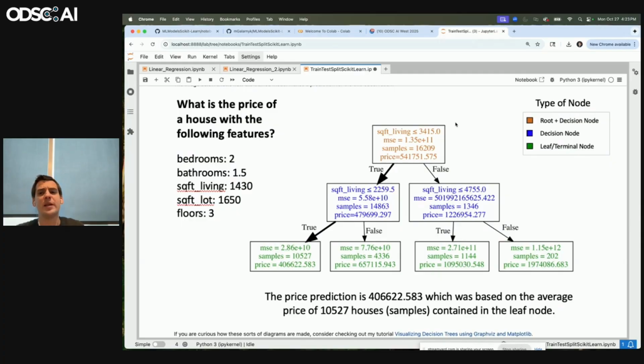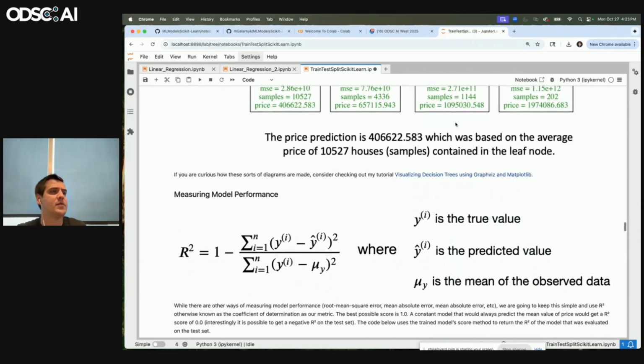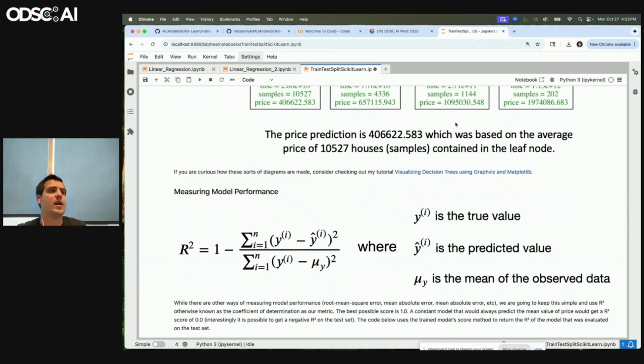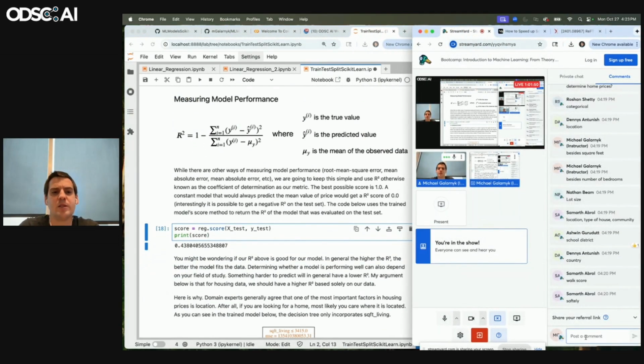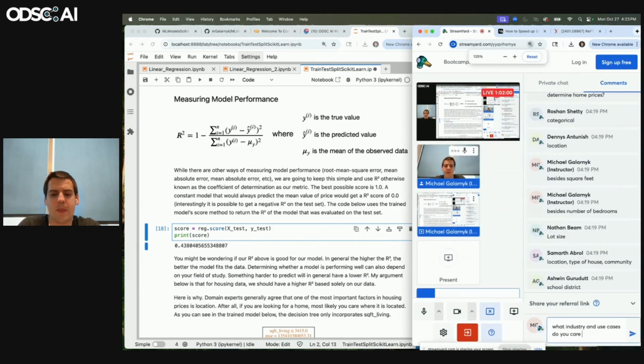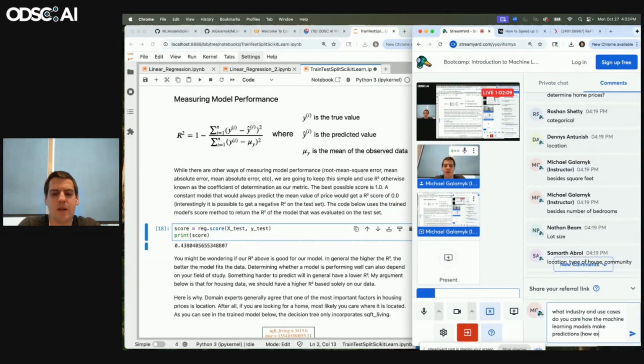Can anyone tell me what industries you're more likely to have where people care about understanding the predictions? Like, what industries do you not care about how the predictions are made, and what industries do you care how the predictions were made? What industry and use cases do you care how the machine learning models make predictions? How explainable the model is.